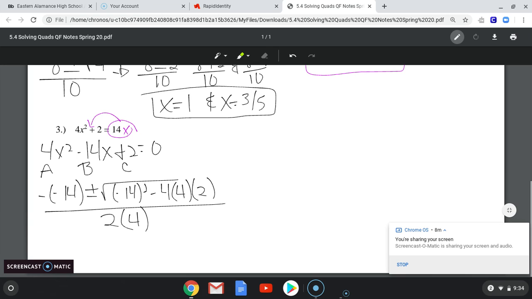Some of you are like, oh, you could have taken a GCF. Yes, you sure can. You can take out a GCF and still use quadratic formula. It's just one more step if you really wanted to do that.